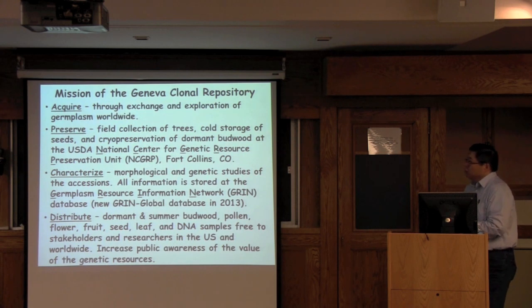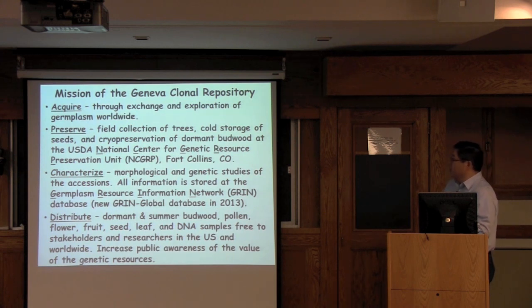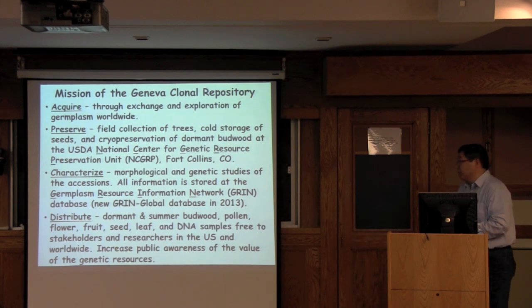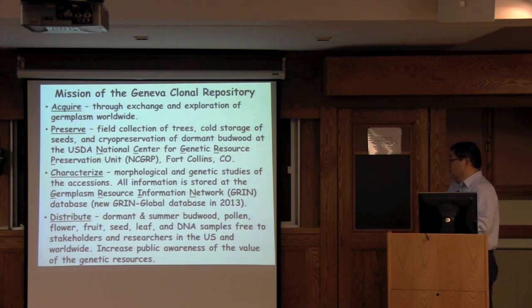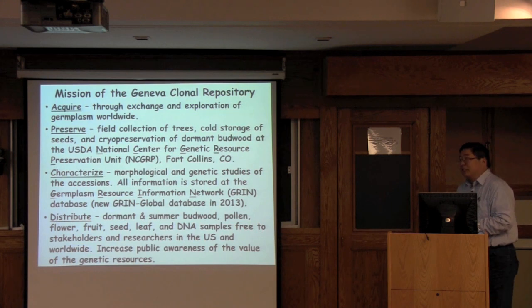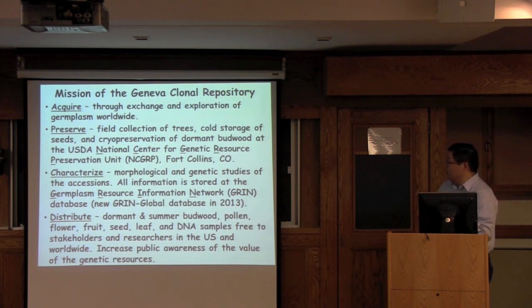For our distribution purpose, that's the major difference between the clonal repository and the seed repository. Our main distribution material is dormant budwood, but we also distribute summer budwood. For research purposes, we also distribute pollen, flower, fruit, seed, leaf, and in recent years a lot of DNA samples, basically free to all stakeholders and researchers, both in the United States and worldwide. Another very important function of distribution is to increase public awareness of the value of the genetic resources we preserve.